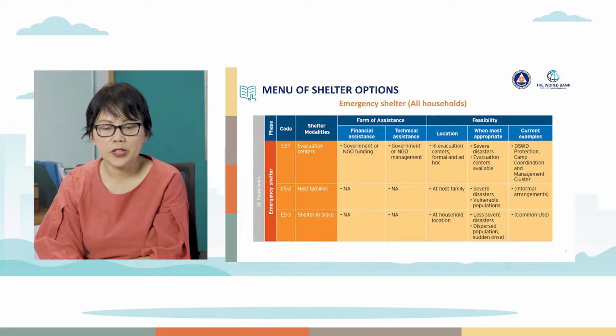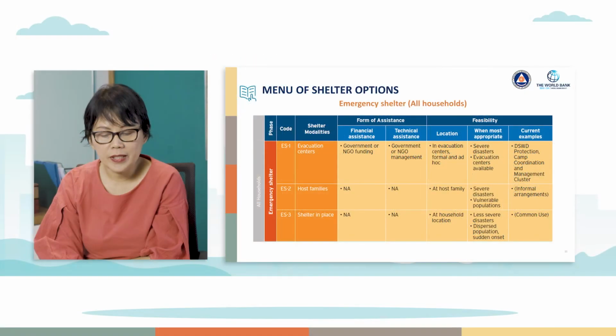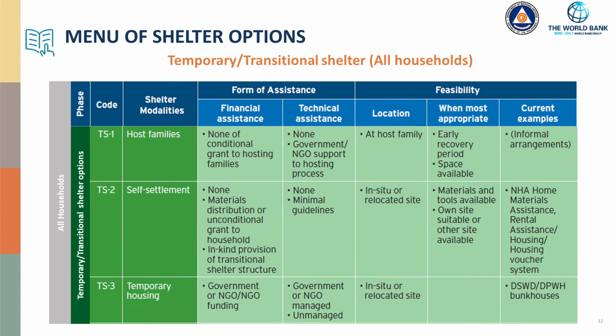Now, let us talk about emergency shelter. Emergency shelter applies to all households. This may include evacuation centers, host families, or sheltering in place. For emergency shelter, government's role is to identify locations and develop procedures for operating the evacuation centers and for identifying affected families. Government also needs to ensure that the families can quickly transition back home or to the next stage of the sheltering process. And then we have temporary shelter.